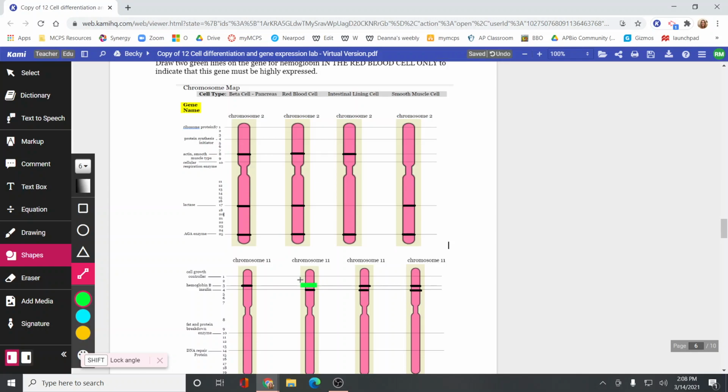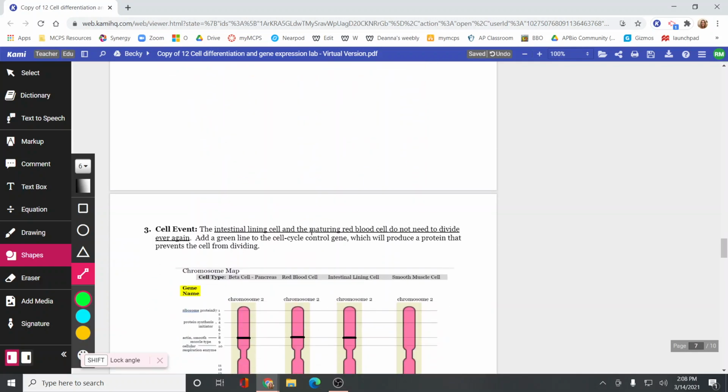That's going to be hard to draw 2 green lines, but I made them really thick. There we go. So I'm drawing 2 green lines on hemoglobin, and what I want you to notice is that this event only affected one type of specialized cell. So you need to do the next 3 on your own. I'm not going to do all of them for you.